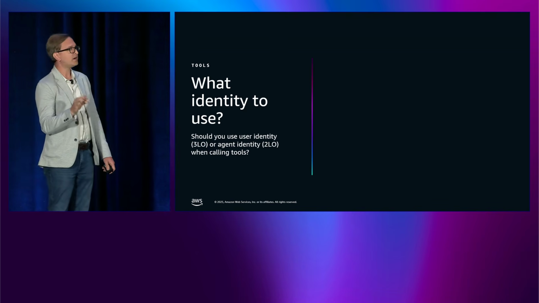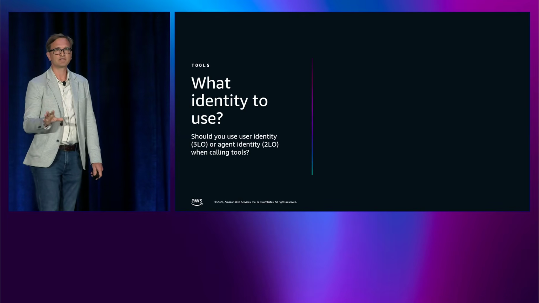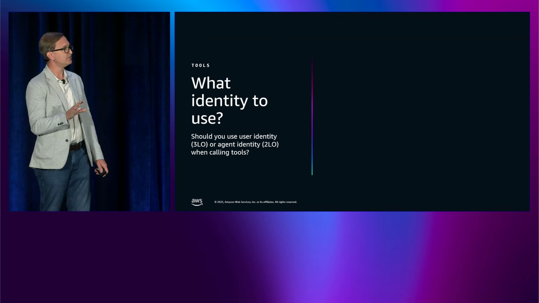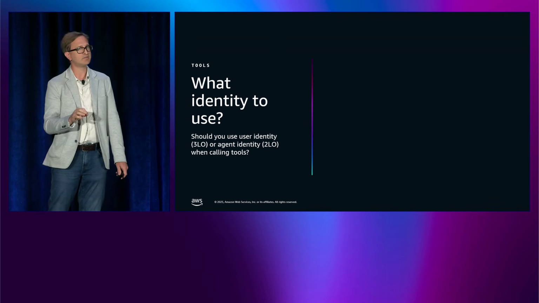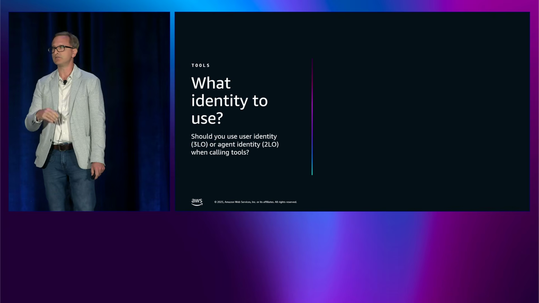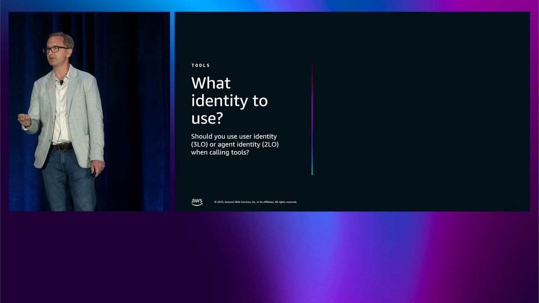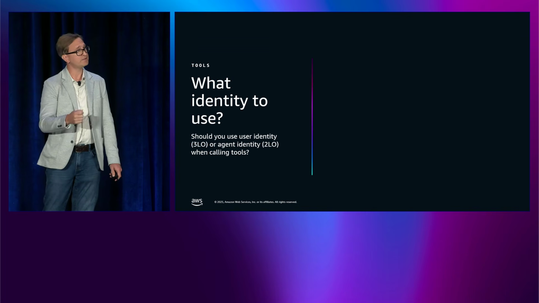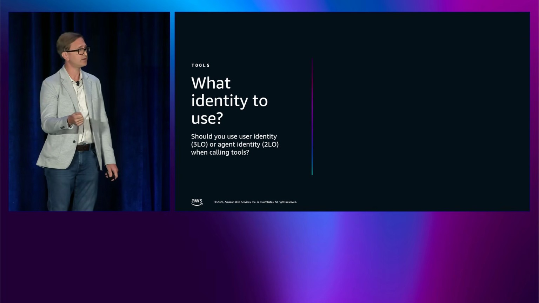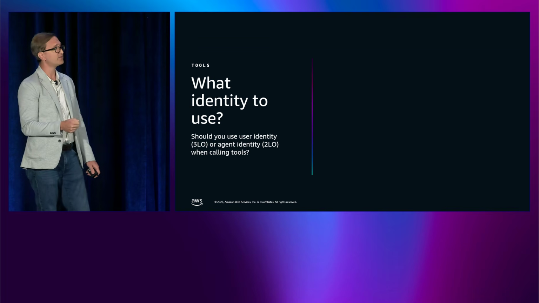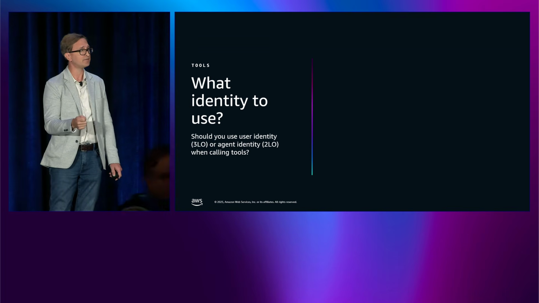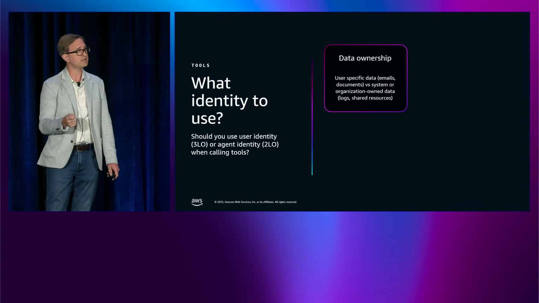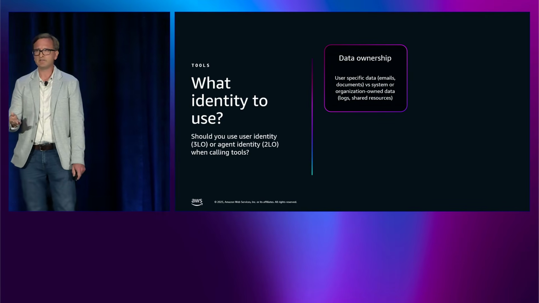And really the reason why you would want to choose one or the other is this main question right here. What identity do you want to use in order to authorize access to this tool, to this data source, whatever it happens to be? Should you use the user's identity, in which case you would potentially be looking at a three-legged OAuth flow? Or is it something where the agent's identity itself, sort of like a service identity, would be sufficient? And that would be more of a two-legged OAuth flow. How do you decide this?